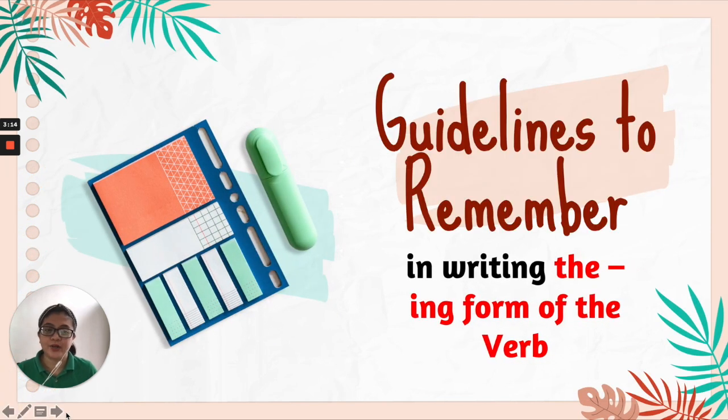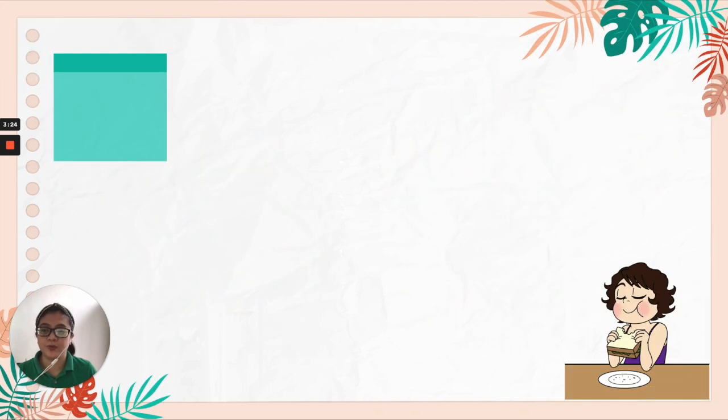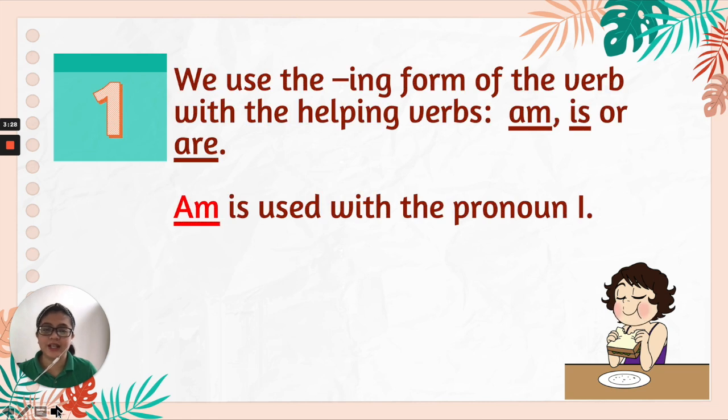Guidelines to remember in writing the ing form of the verb. There are also some guidelines that you have to remember when you write the ing form of the verb. So rule number 1, we use the ing form of the verb with the helping verbs am, is, or are.